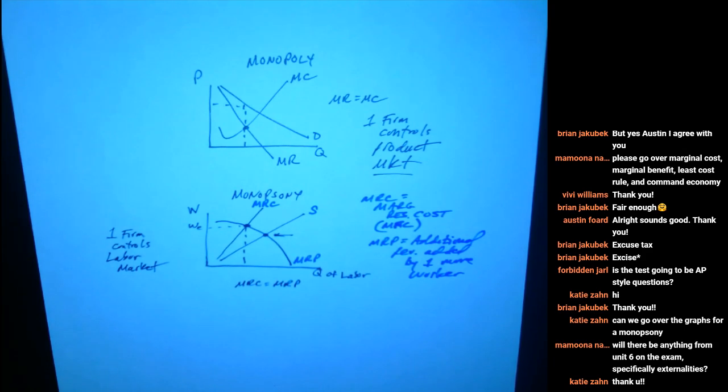Will there be anything from Unit 6 on the exam? Yes, there will be externalities. I am finishing up externalities tomorrow, so we will have time to work on externalities tomorrow. No fear, no worries. You will be ready for externalities. It's not complicated. I can go over them really quickly if you like.